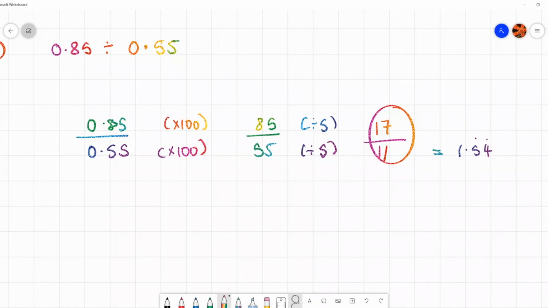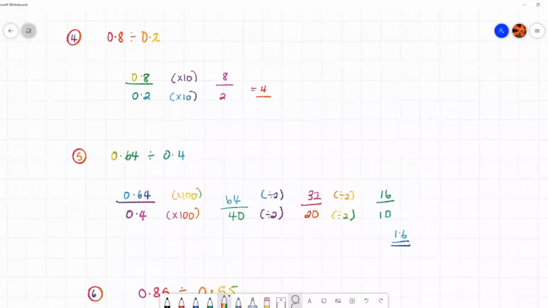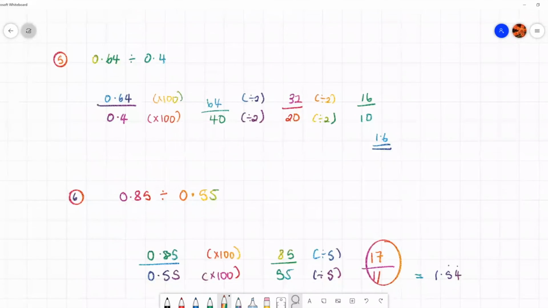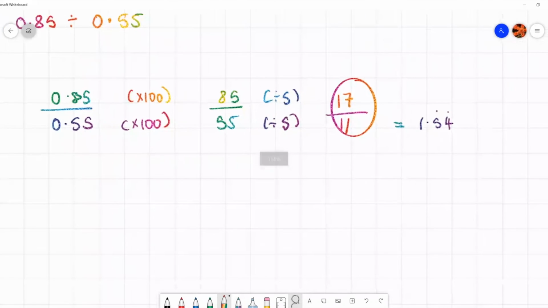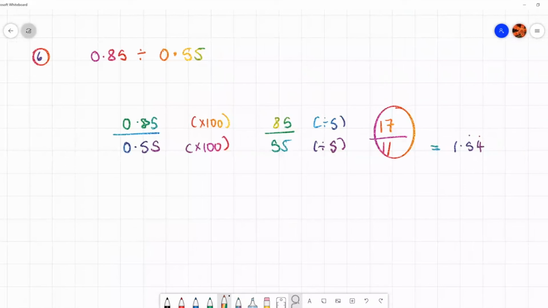The other ones that we've done above have been quite fortunate to end up with really nice answers like 1.6, 4, 180, 37.5. But when you do get difficult recurring answers, it's absolutely fine to write down the answer as a fraction. So this here was how to multiply and divide numbers that are between 0 and 1.